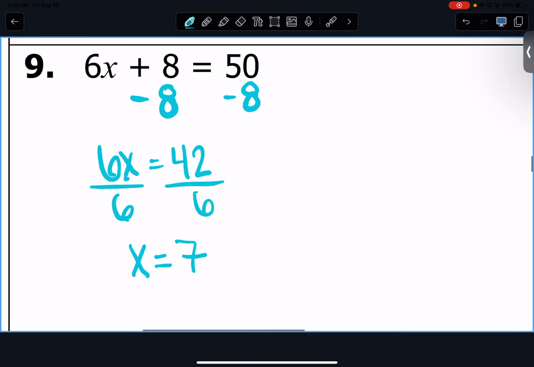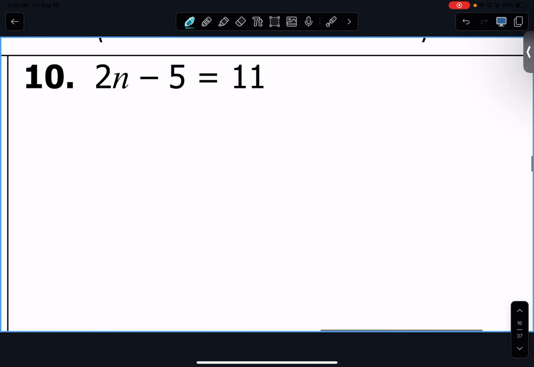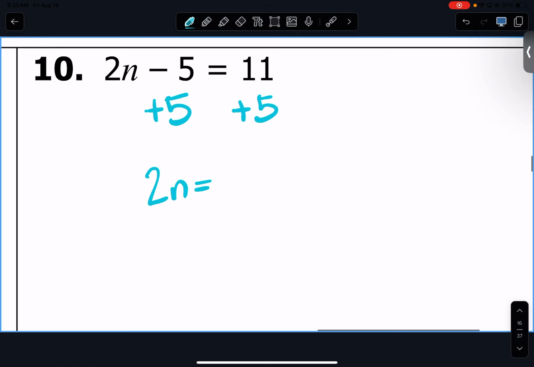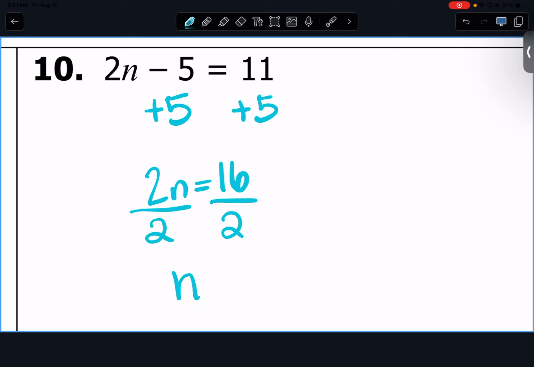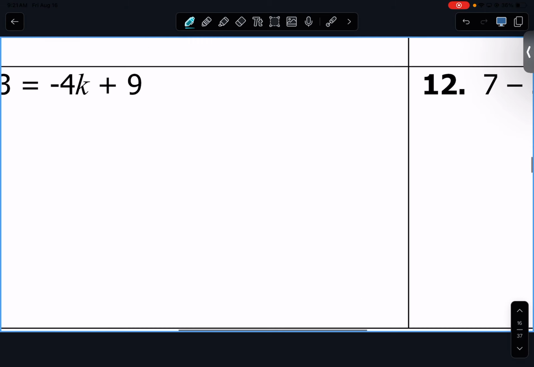All right, on the next question, number 10, what do I do first on it? Add 5 on both sides. So we get 2n equals what? 16. Now, we have 2 times n. How do I undo that? Divide by 2. Perfect. So n equals 8. Awesome. Any questions on that one? Okay, cool.